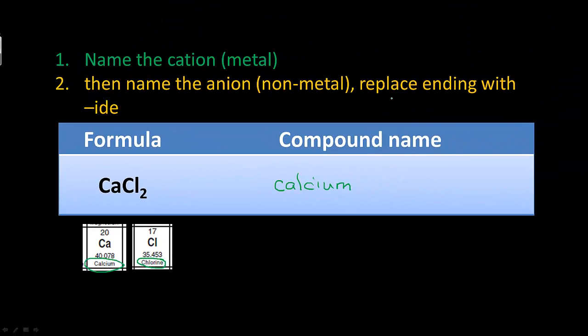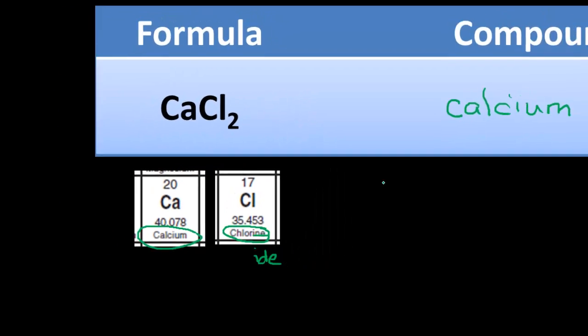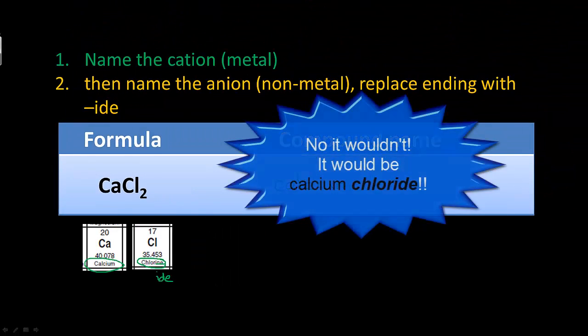But remember, we have to replace the ending with IDE. So our ending is INE, and we're going to replace that with IDE. So that would be chloride.